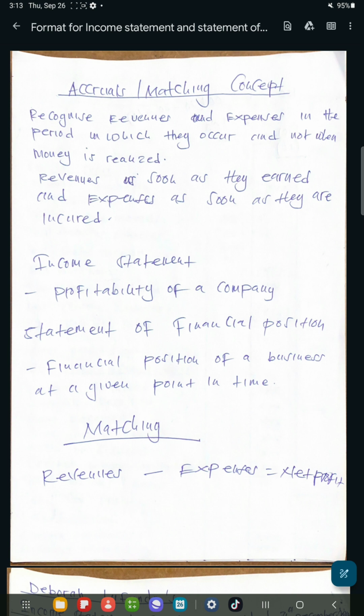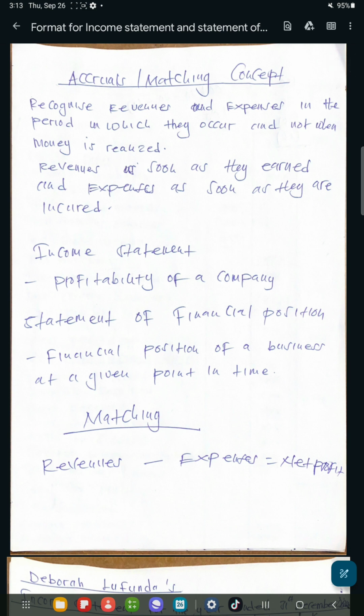Basically, this is divided into two parts. The accruals concept is also known as the matching concept. On the matching part, we match all the revenues that we have during the year to the expenses. The difference that we have is our net profit. That's what usually happens. And then the reason why we prepare the income statement is to determine the profitability of the company.